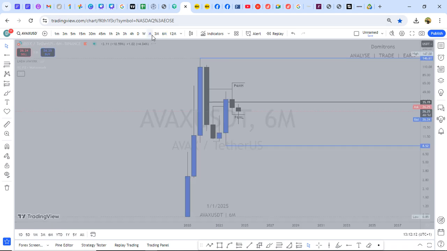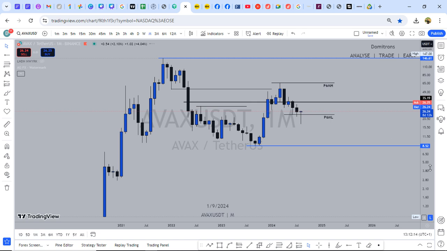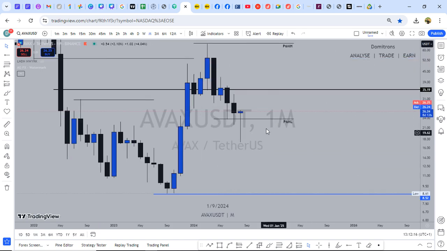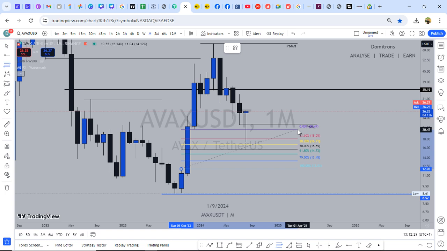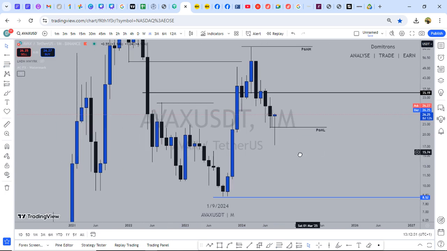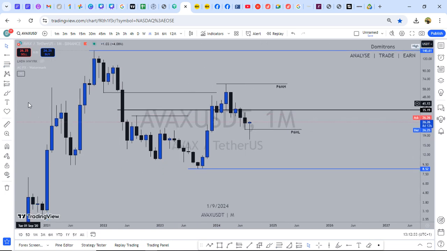So let me go down to the monthly time frame. We can actually see right here on the monthly time frame how we swept the previous month low, right there, trading into inefficiency, but it didn't actually go to the 50%, right? Yeah, we did not actually go to the 50%.